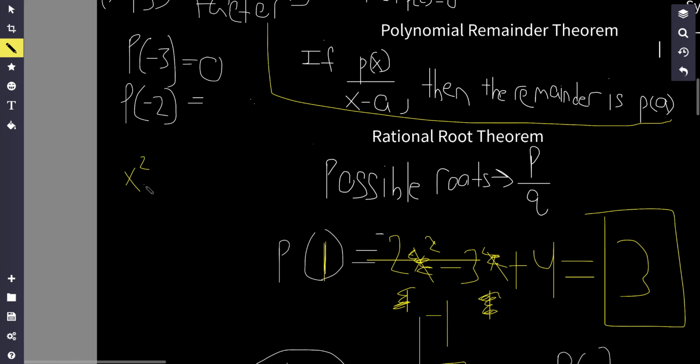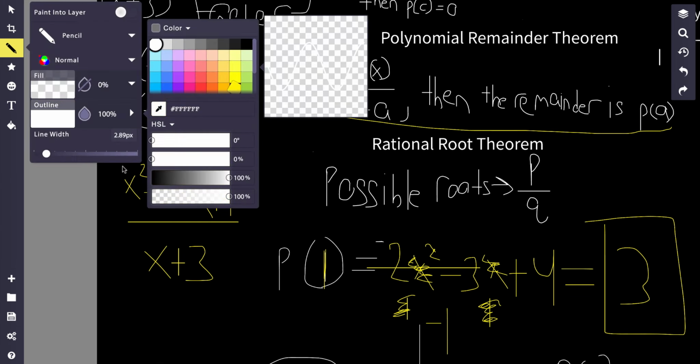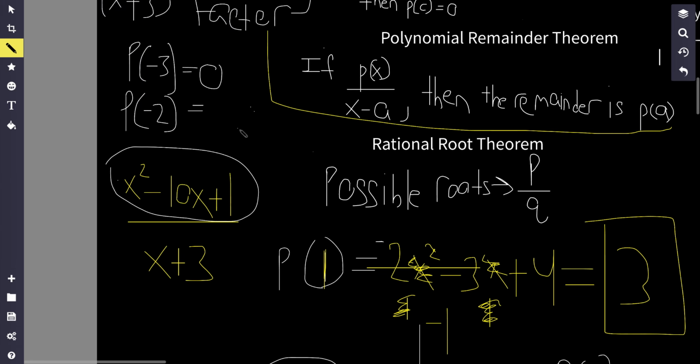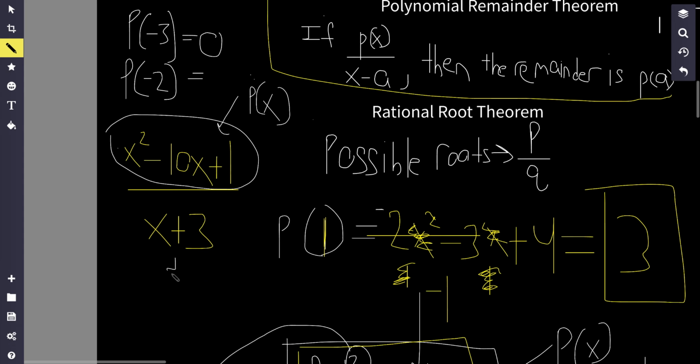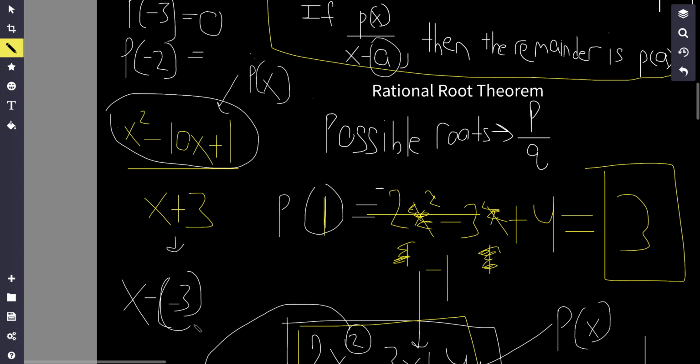Let's say I have x squared minus 10x plus 1, and I divide it by x minus 1, and I want you to find out the remainder. Actually, let's do x plus 3. I want you to find out the remainder for this division. So what you're going to do is make this numerator equal to p of x. And in this case, you're dividing it by x plus 3. You can think about x plus 3 as x minus negative 3. So notice how your a is going to be equal to negative 3.